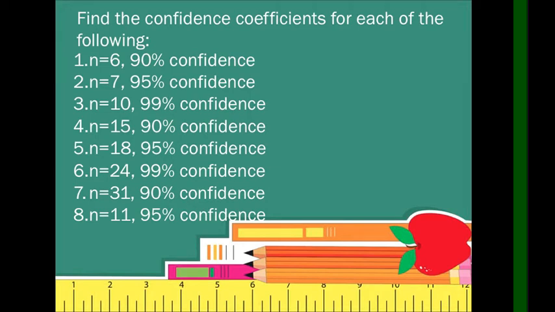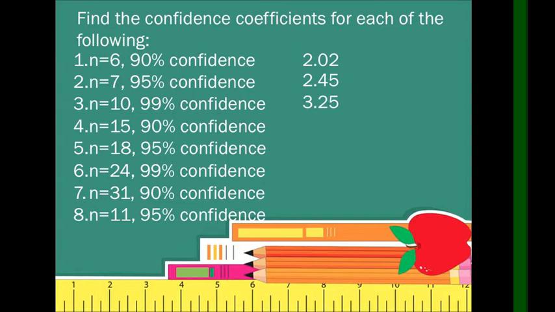So what's your answer? Correct. It's 2.02. How about n equals 7? So the degree of freedom is 6, and then it has a 95% confidence interval. So what's your answer? Correct. So that's 2.45. How about n equals 10? So the degree of freedom is 9, and with 99% confidence, that's 3.25.